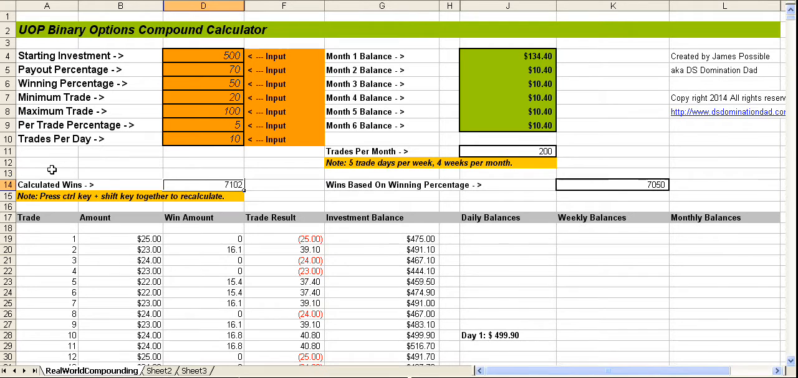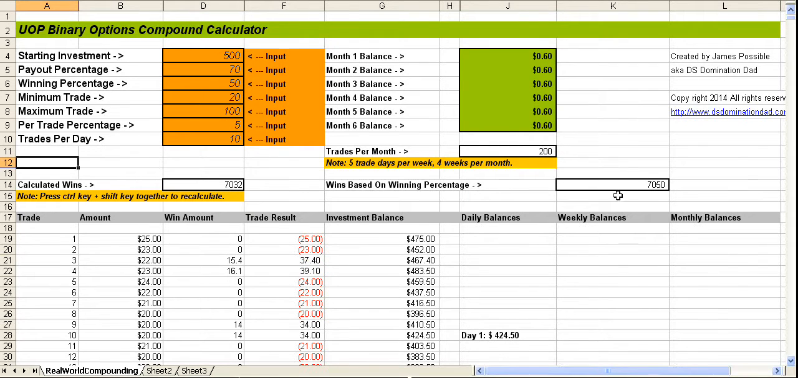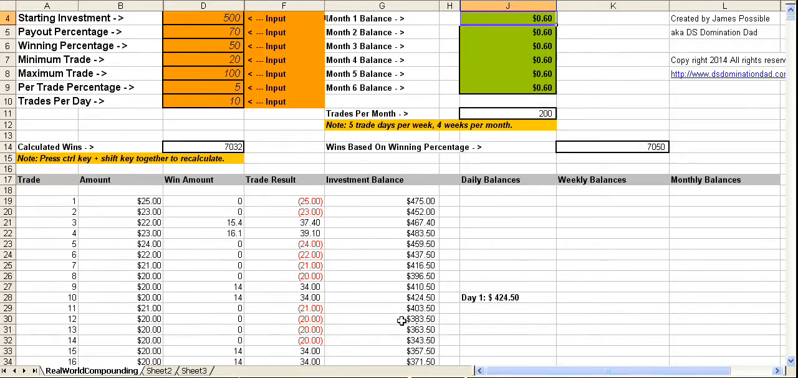So we're a little high on the wins. I'm going to hold the Shift key down and hit F9 again. Now this is a little closer, 7,032, 7,050. That's pretty close. That's a little closer to our scenario. But look over here. You have month 1, month 2, month 3, month 4, month 5, month 6 balance. You're out of the money before you hit the end of month 1.